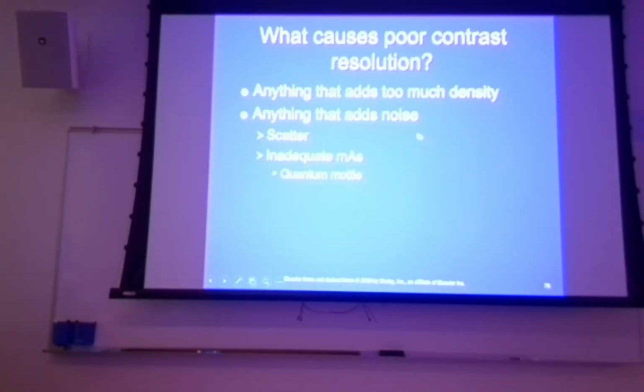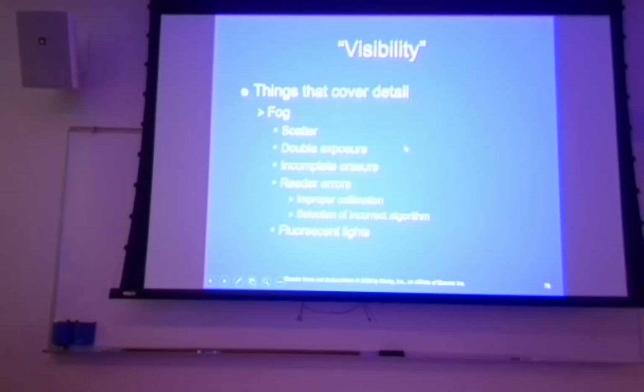Okay. So anything that adds too much density, in this case way overexposure of the patient, or anything that adds noise, which would be, again, scatter or quantum mottle. So in that, what we're talking about are visibility functions, visibility of recorded detail. So fog, scatter, double exposure, incomplete erasure.